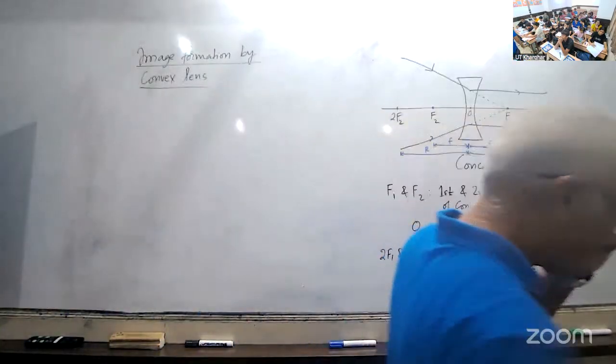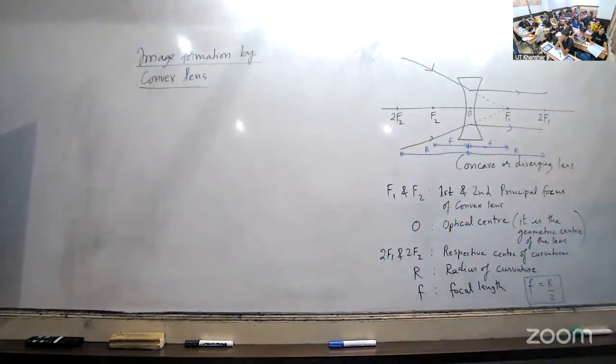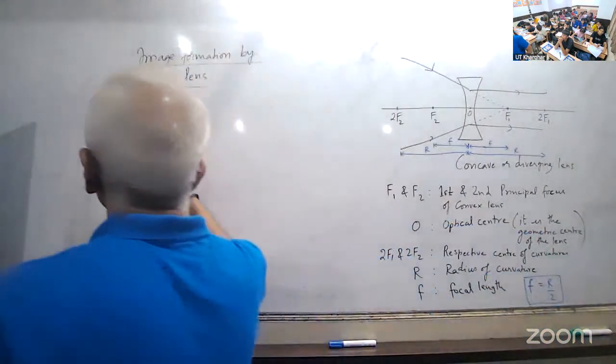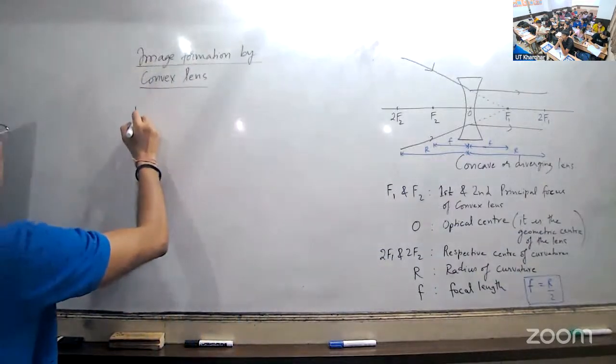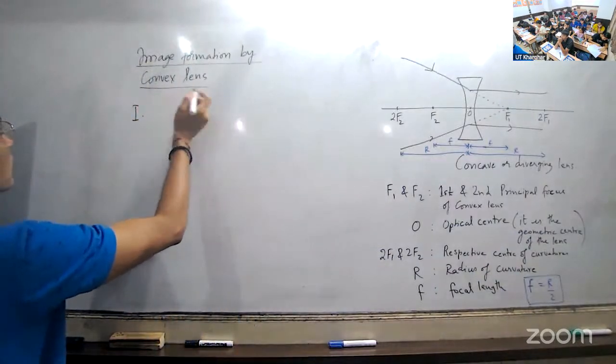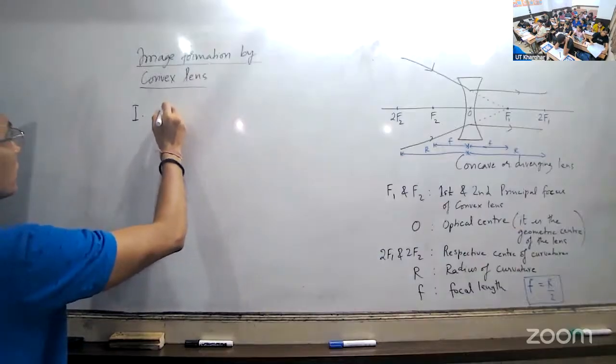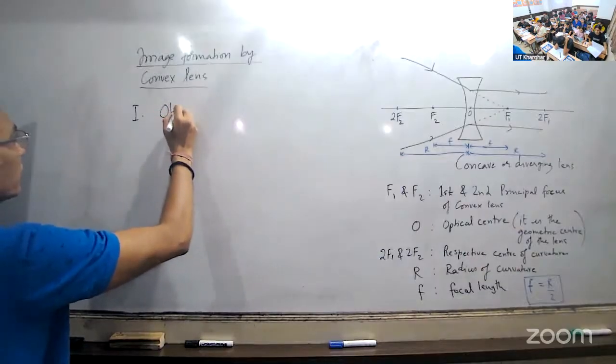Okay, so there are 7 ray diagrams. Out of 7, 2 are common, so actually 6 object positions. Okay, so let us start with the first case: image formation by convex lens when the object is at infinity.